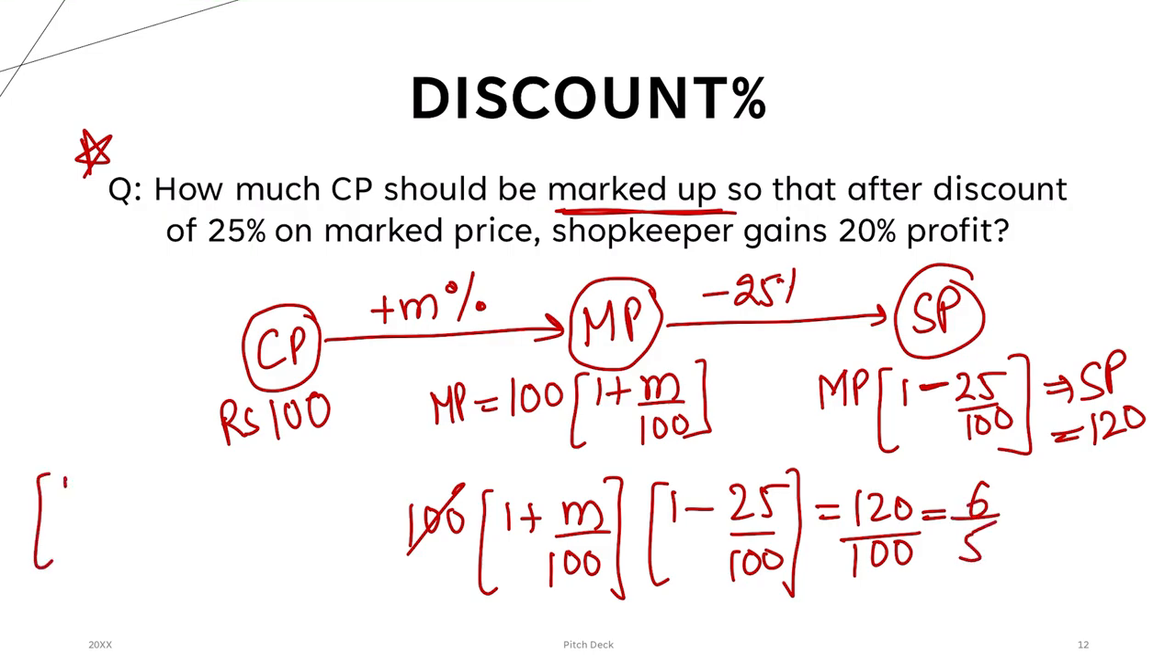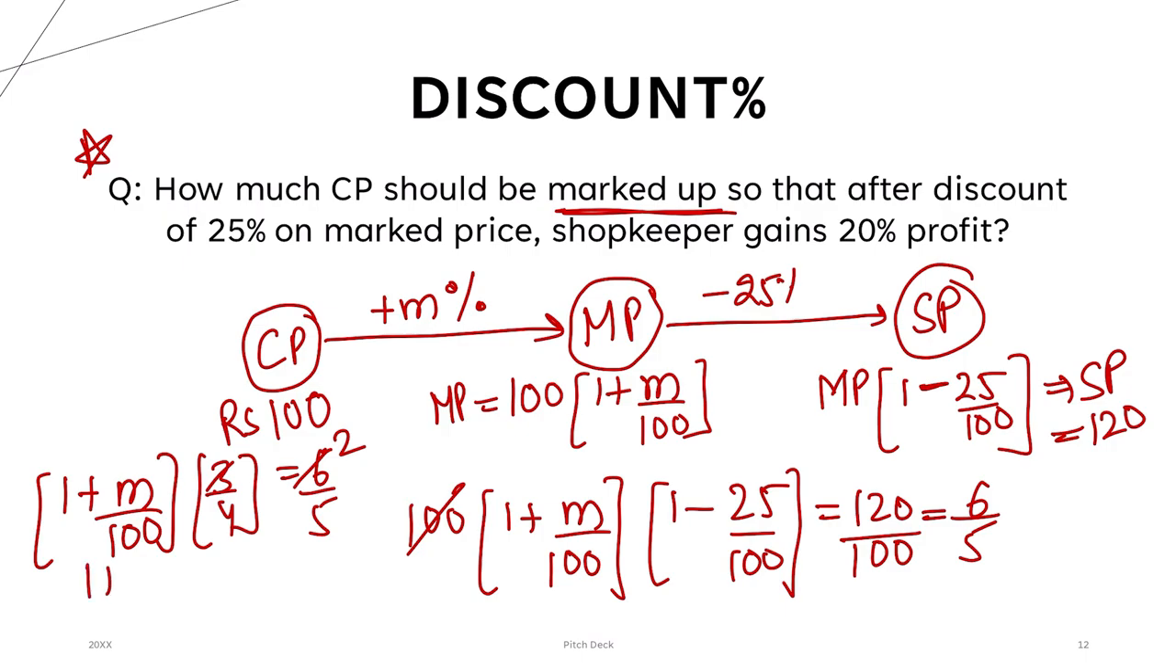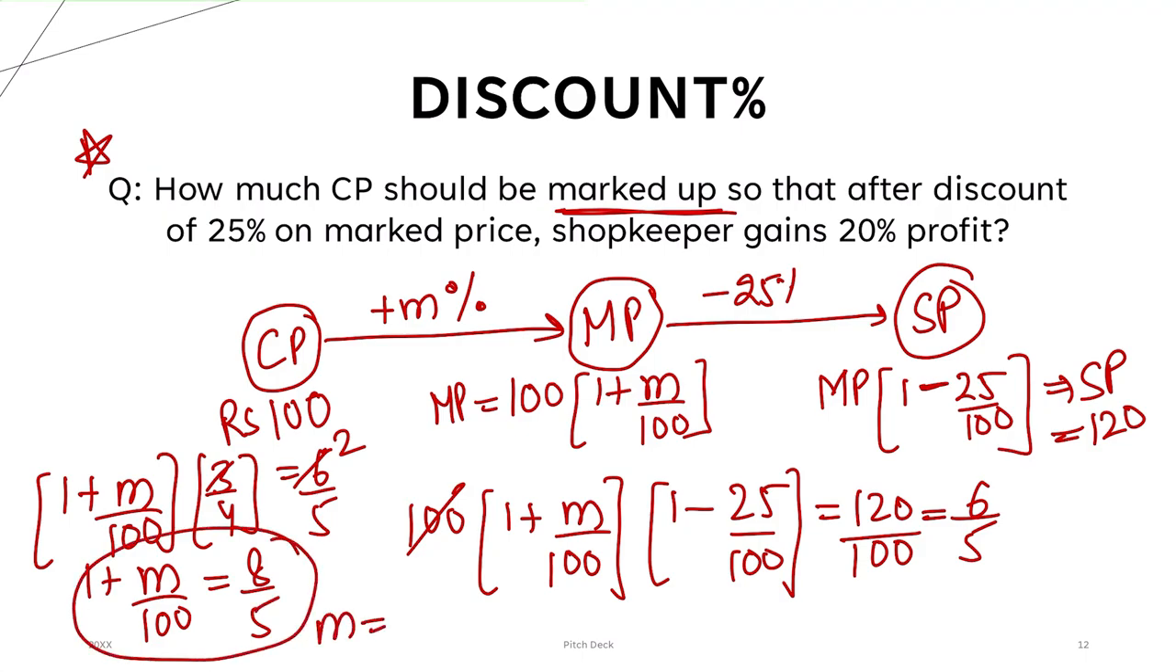And that is 1 plus m by 100. In bracket, you will get 1 by 3 by 4. 3 by 4 is equal to 6 by 5. If you do the calculation 3 by 2, you will get 1 plus m by 100 is equal to 4 to the 8 by 5. You can calculate the value of m, and that is m percentage, what we are looking for in the answer.